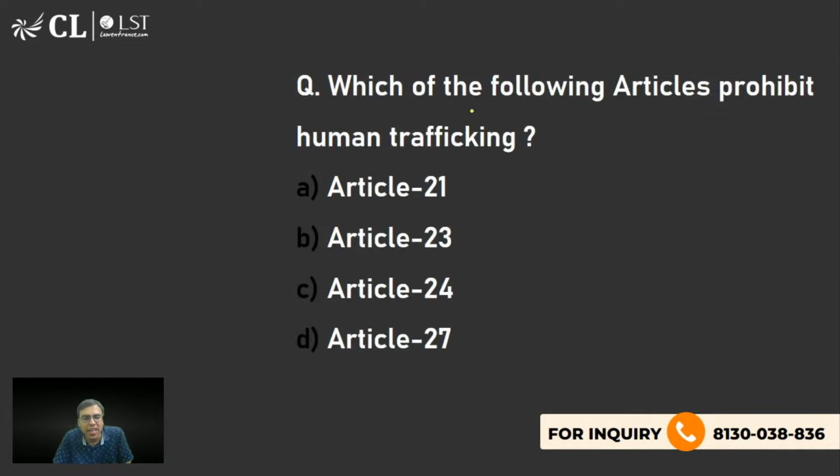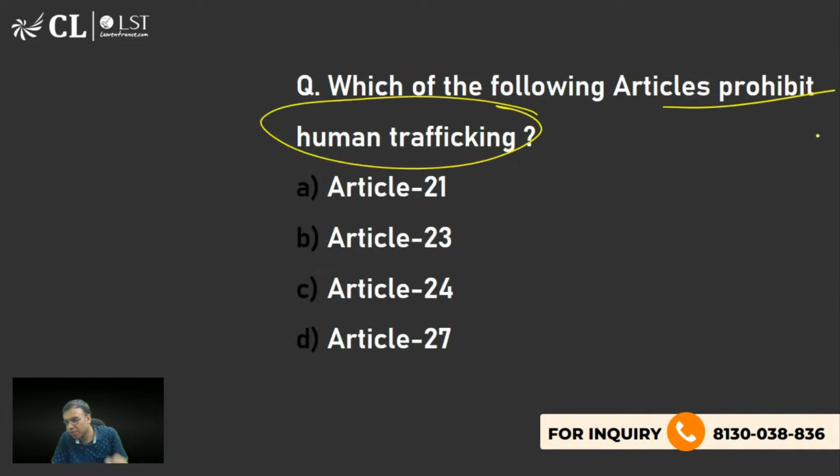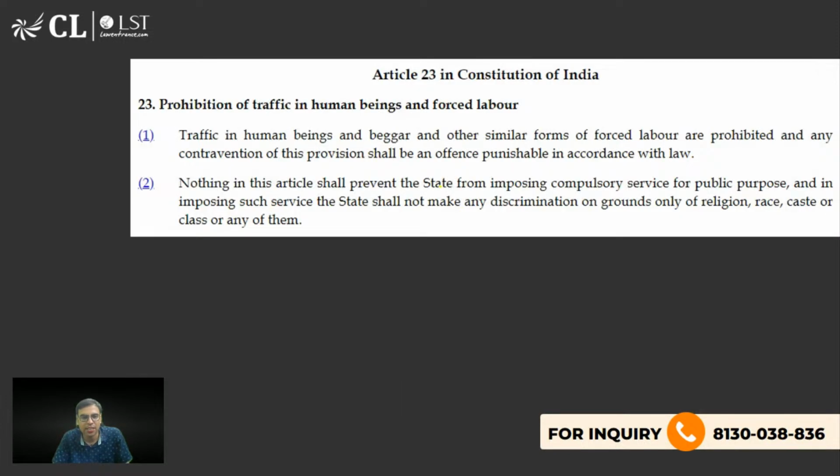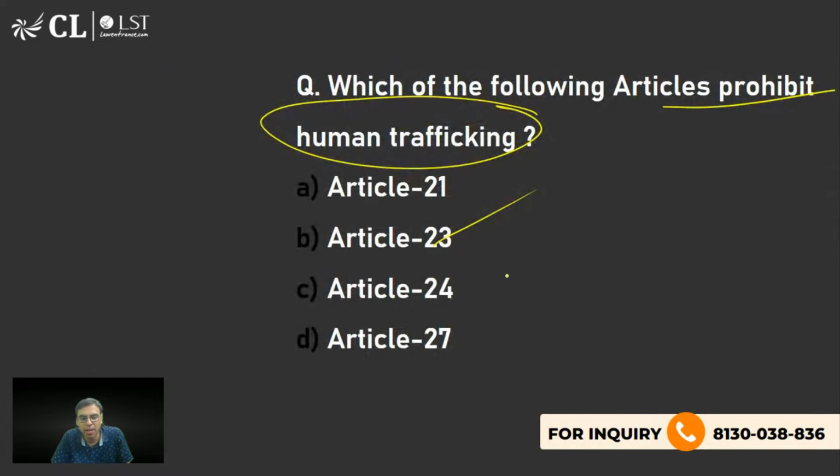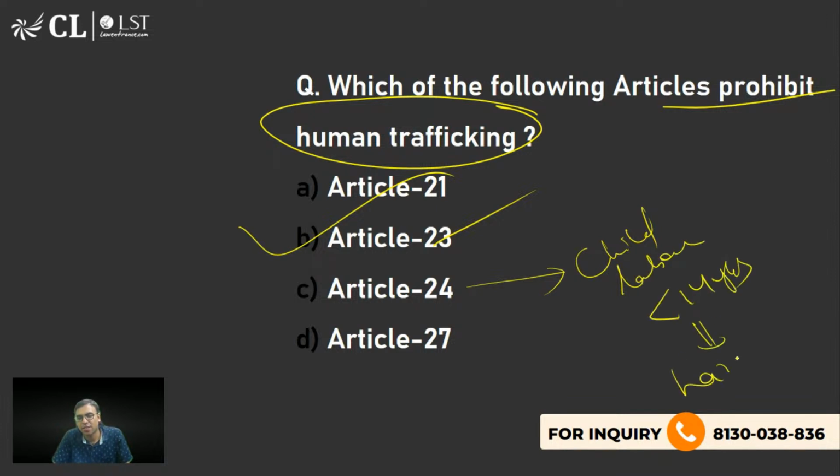The next one is which of the following article prohibits human trafficking? Tell me. These are some basic fundamental rights articles that you should just do a revision of. B is the right answer. 23 prohibits human trafficking and forced labor, and 24 is actually prohibiting child labor. No child less than 14 years should be employed in hazardous factories. Yes.